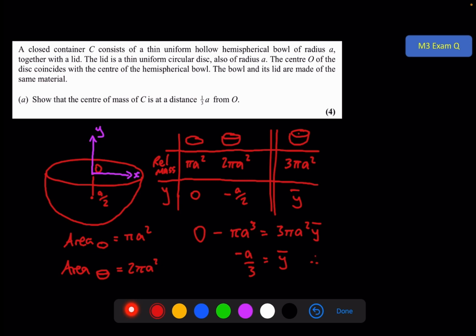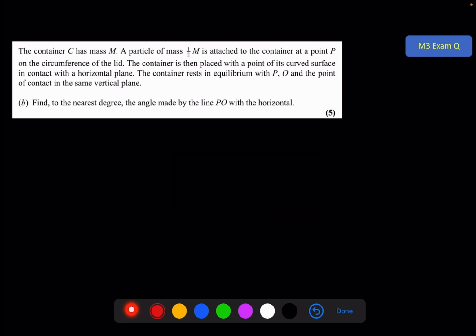Therefore the distance is a over 3 from O. So that's part A. Part B, the container C has mass m. A particle of mass half m is attached to the container at point P on the circumference of the lid. The container is then placed with a point of its curved surface in contact with a horizontal plane. The container rests in equilibrium with PO and the point of contact in the same vertical plane. Find, to the nearest degree, the angle made by the line PO with the horizontal.